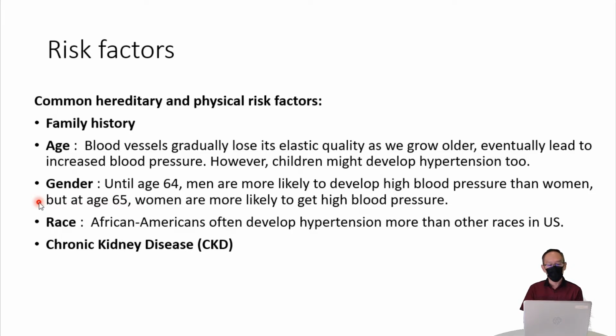For example, African Americans often develop hypertension more than other races in the US, as shown in their studies. Those patients with chronic kidney disease, which we call chronic renal failure, or the newer term CKD, chronic kidney disease, have a higher chance of getting high blood pressure. So high blood pressure and CKD is a two-way causal relationship. Hypertension can cause chronic kidney disease. Chronic kidney disease or chronic renal failure may lead to hypertension as well, vice versa.